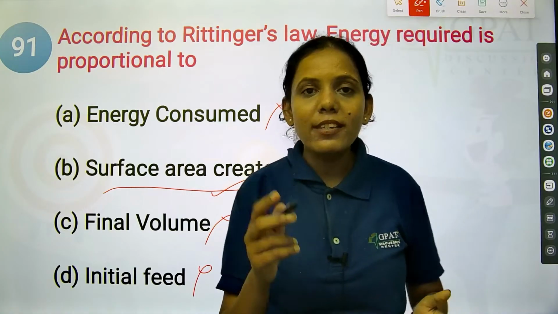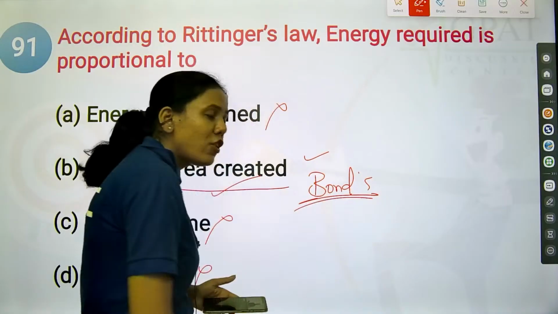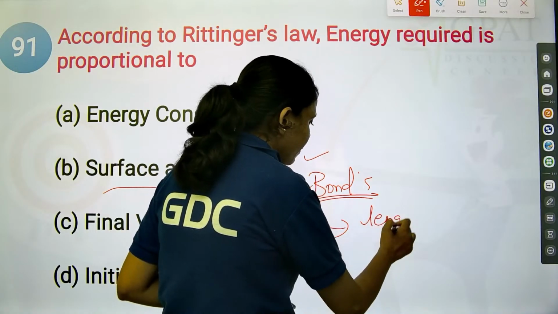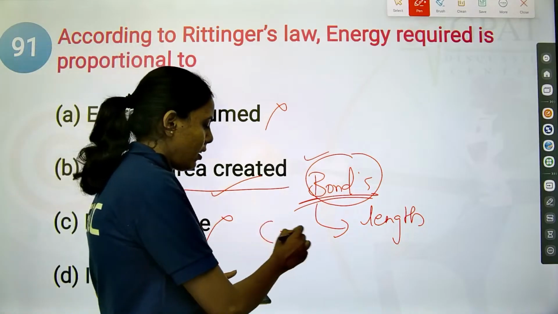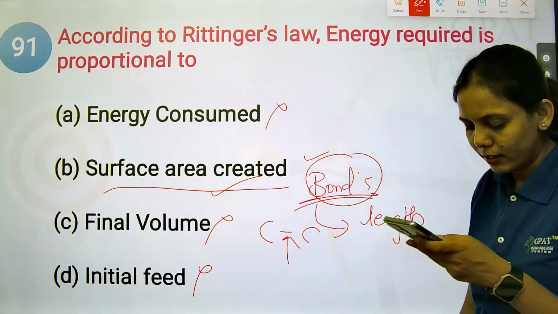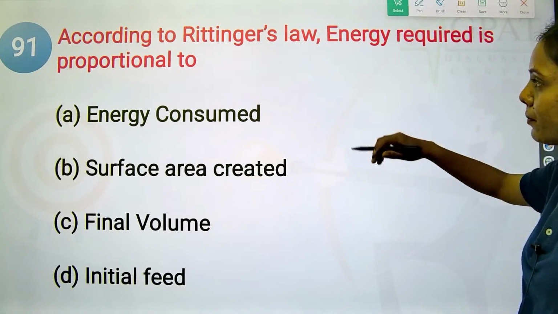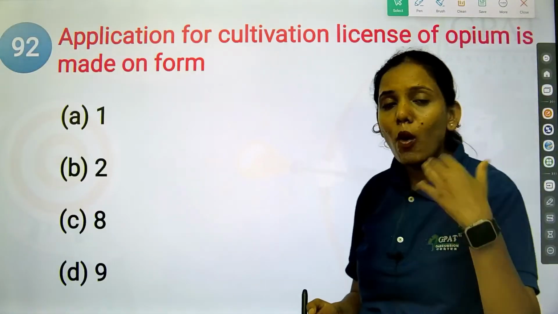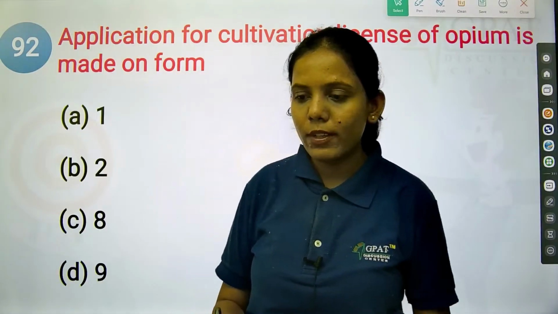And one more is there, Bond's law. Bond's law tells you about the new crack length which is produced. Bond is nothing but a length, like a crack. So you can remember length. Bond's law tells you about the crack length, not final volume. It is about the surface area, because more energy means more size reduction, and more size reduction means more surface area. So it is proportional.